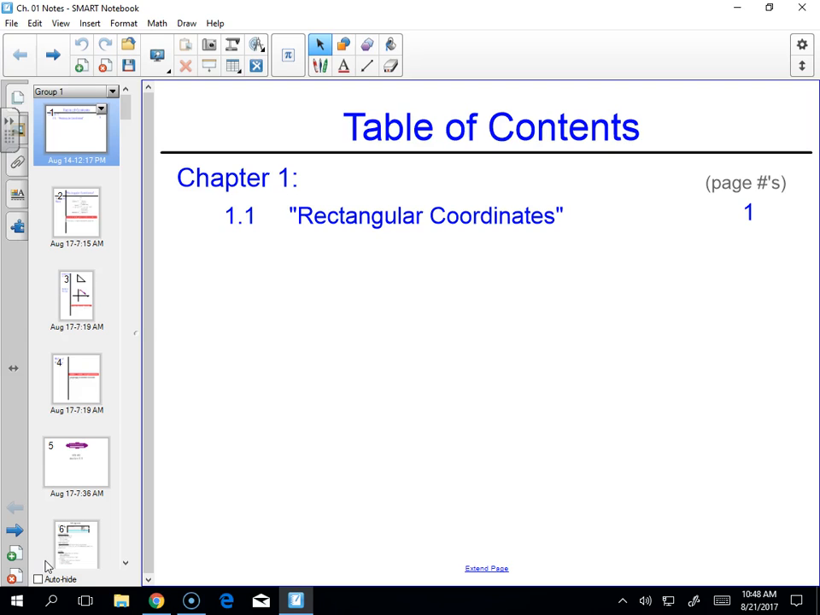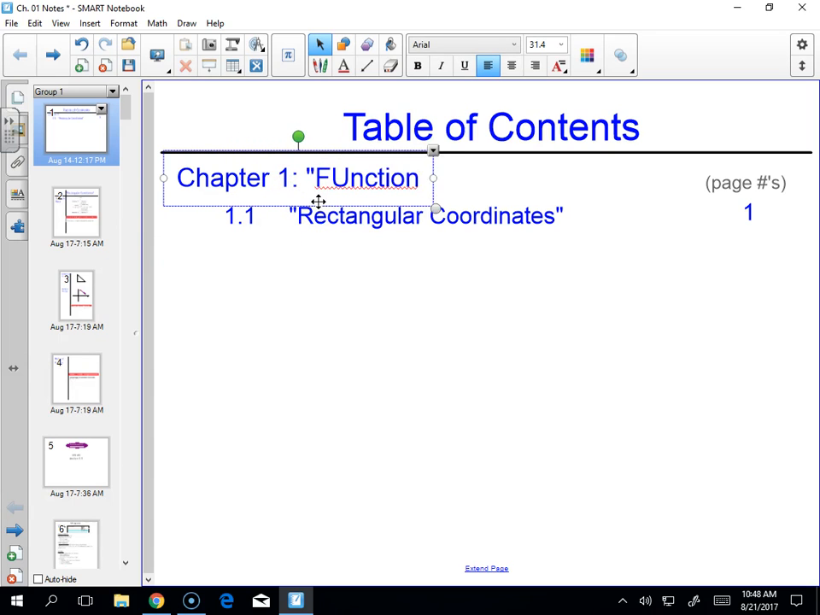And speaking of chapter 1, do you guys realize I didn't put a title? That's lame. What's chapter 1 all about? Functions and their graphs. I don't know why I never put that. Functions and their graphs. Hey, functions. Just kidding.